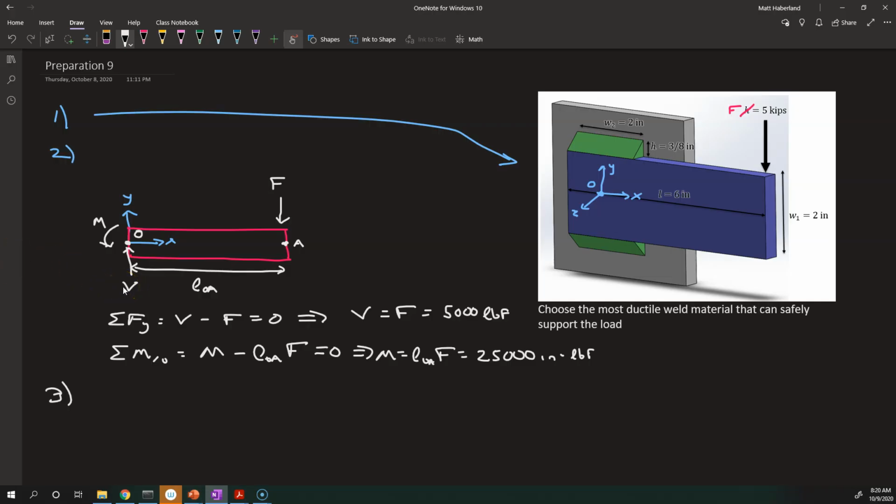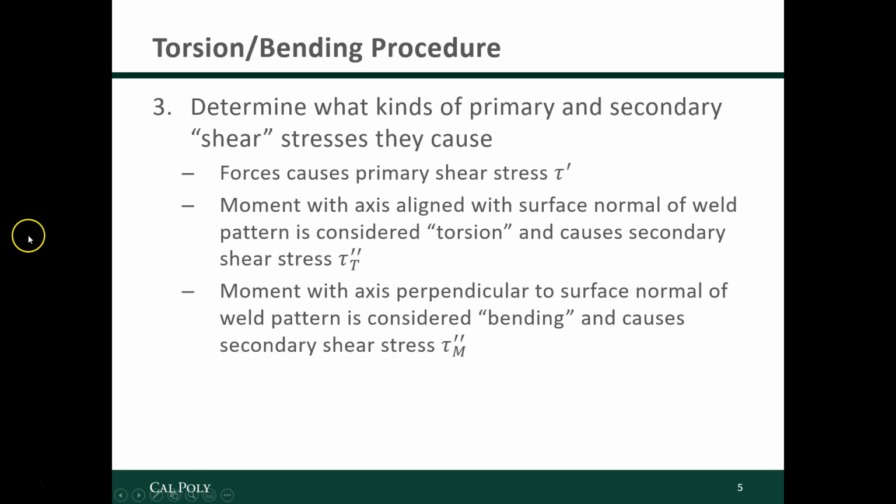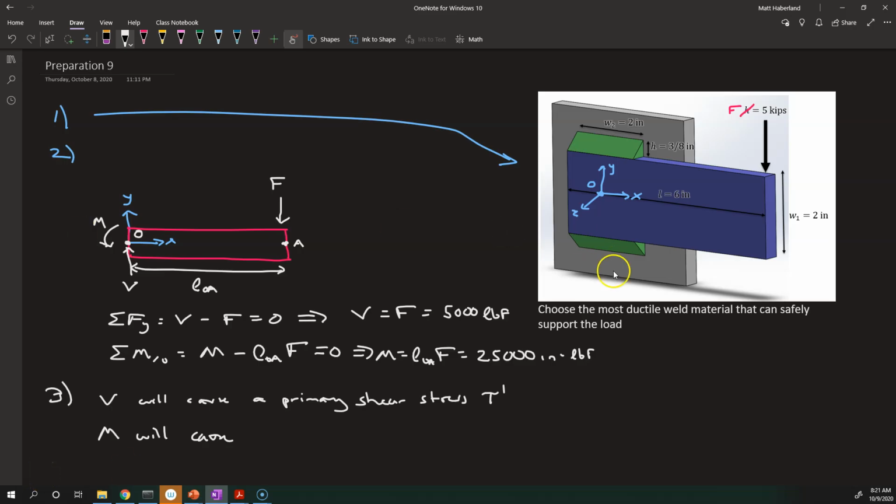We have a force, so V will cause a primary shear stress tau prime, and M will cause, well, M is about an axis, Z, and that is aligned with the surface normal of the part, Z. So according to our convention, the moment axis is aligned with the surface normal of the weld pattern, and so we consider it to be torsion. So I'm actually going to relabel our M as T, just to help us keep things straight. All right, so that's the kind of stresses that we're going to have.